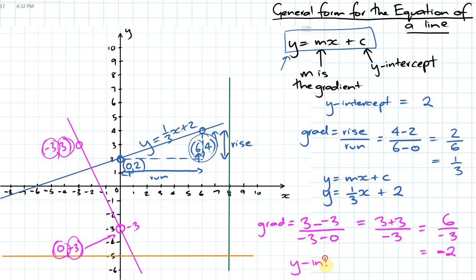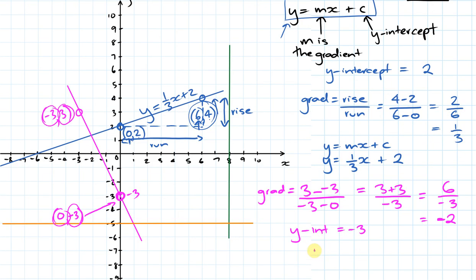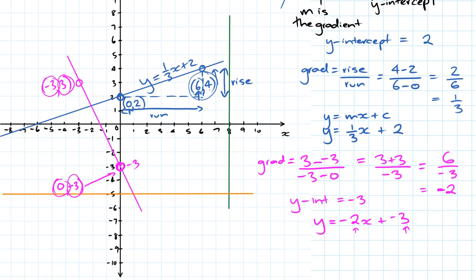The y-intercept is here, where that line crosses the y-axis, and that is equal to negative 3. And if I were to write the equation, y is equal to negative 2x plus negative 3. So gradient is negative 2, y-intercept is negative 3, and I can just rewrite that like this: negative 2x plus negative 3 is the same as minus 3. So that would be the equation for that pink line.